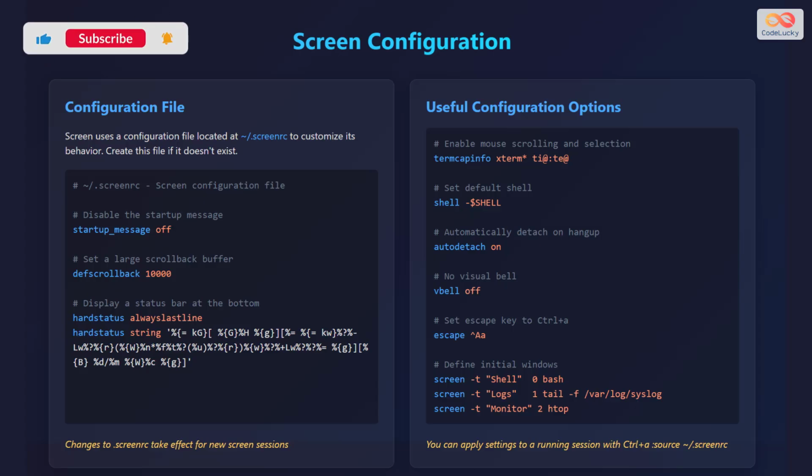To enable mouse scrolling and selection, add the line termcapinfo xterm* ti@:te@. To set the default shell, use the line shell $SHELL. To automatically detach on hang up, set autodetach to on. To disable the visual bell, set vbell to off. To change the escape key to Ctrl+A, add the line escape ^Aa. To define initial windows that automatically start when you launch screen, use the screen command followed by options like title and the command to run. To apply settings to a running session, press Ctrl+A, and then type source ~/.screenrc.